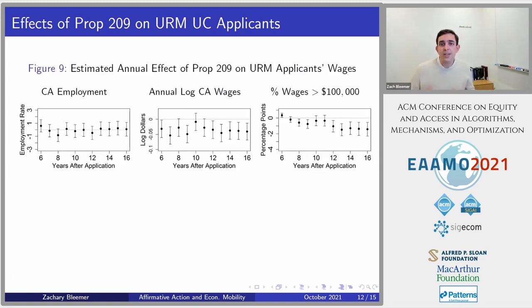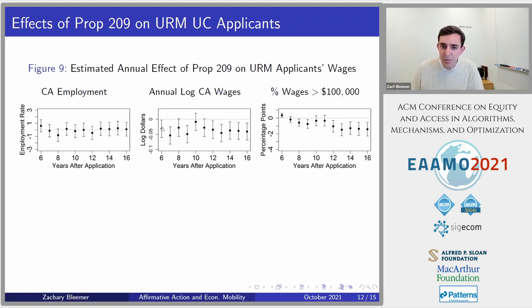Okay, so just to give a quantification of, in aggregate, what was the result of Prop 209 on the California labor market? What I'm showing you in these figures is, in number of years after these students exited the University of California or whatever other university they went to, what was the change in the earnings of the cohorts after Prop 209 relative to the earnings of similar academically prepared Black and Hispanic students who had access to affirmative action?